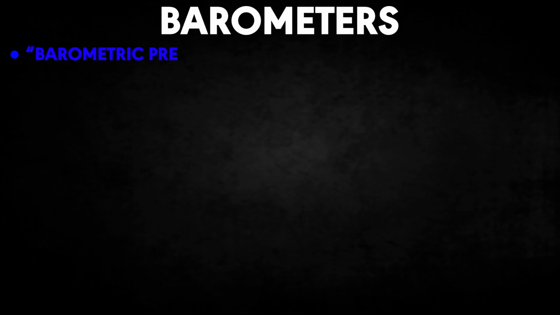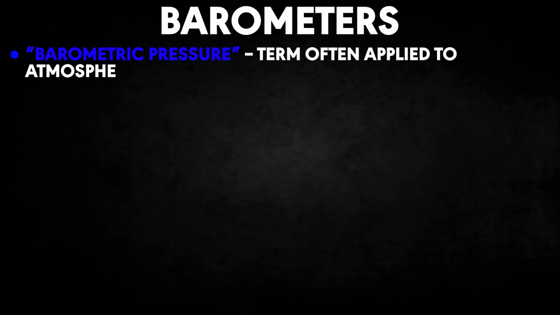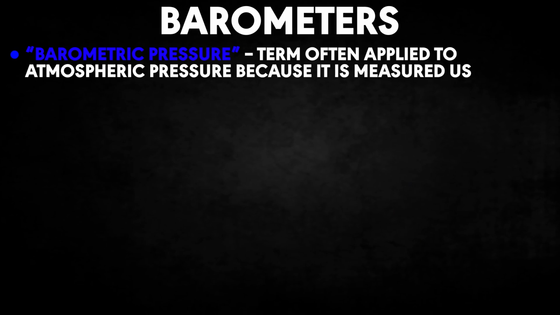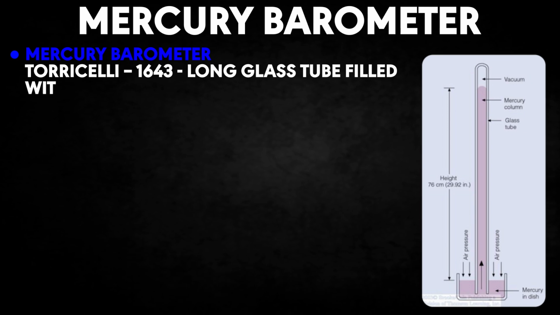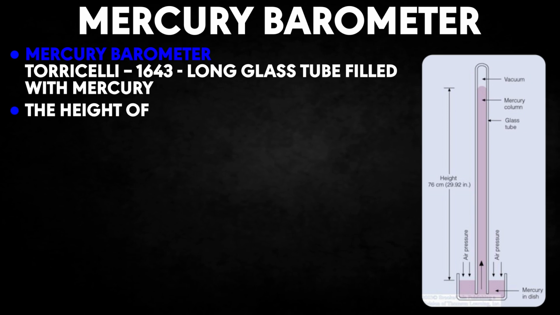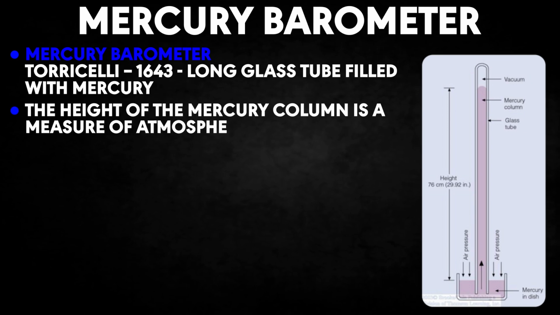Barometers. Barometric pressure: term often applied to atmospheric pressure because it is measured using a barometer. Mercury barometer, Torricelli, 1643: long glass tube filled with mercury. The height of the mercury column is a measure of atmospheric pressure.